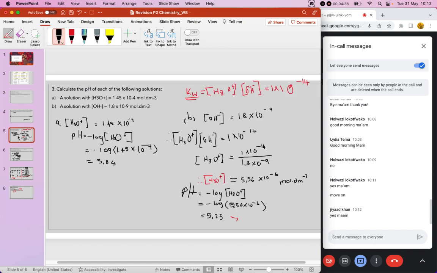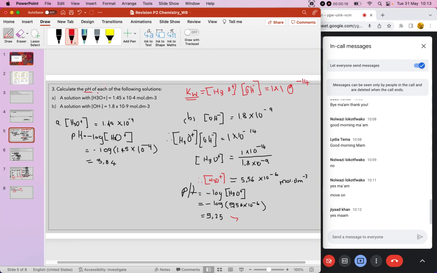so let's start with this example today. I've already written it down because I want to cover more examples today. The first example says calculate the pH of each of the following solutions. Remember the pH we've calculated before. Sometimes you had to write your balanced chemical equation and find out. So this one says a solution with the concentration of H3O plus equal to 1.45 times 10 to the power negative 4 mole per dm cubed.